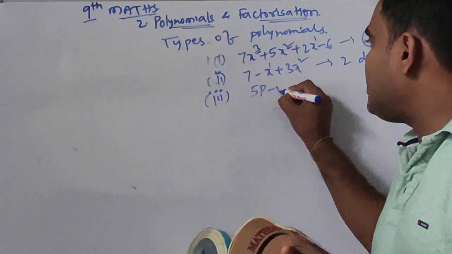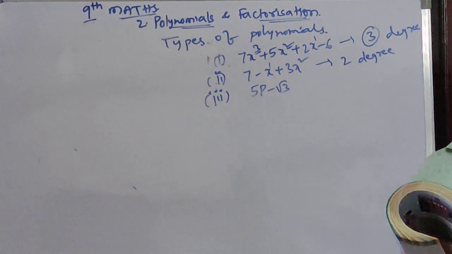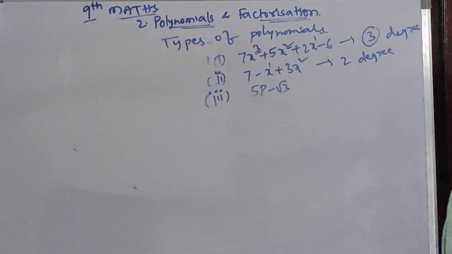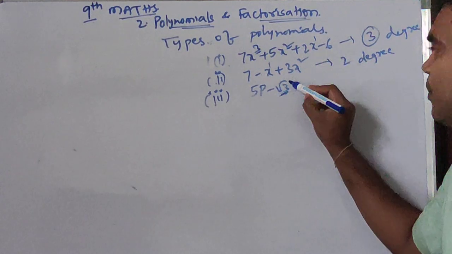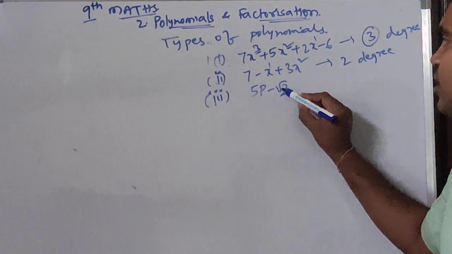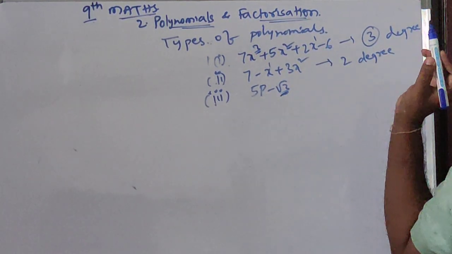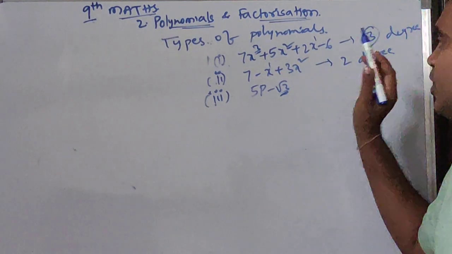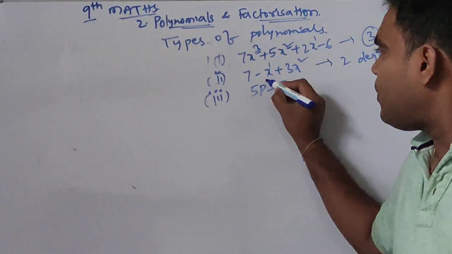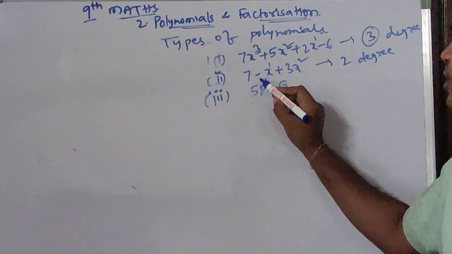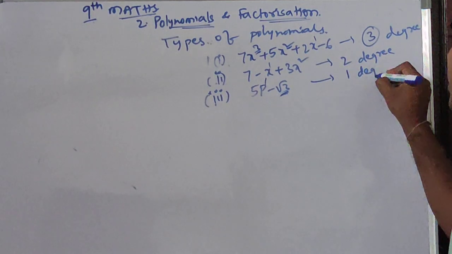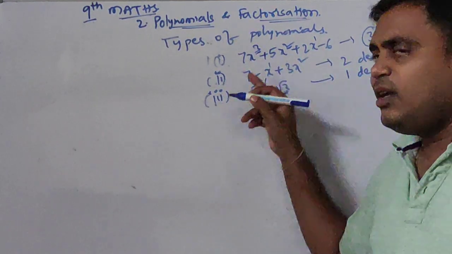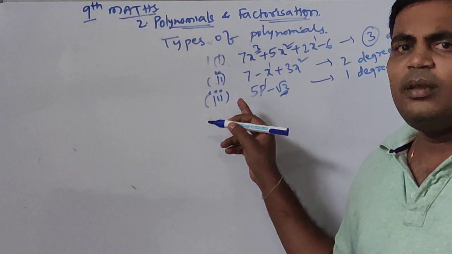Next, third one. 5p minus root 3. If we observe 5p minus root 3, it is a polynomial. Even though here it is a root, it is a polynomial because the root does not contain p. p is not within the root. That's why it is a polynomial. So, what is the power of p? 1. Only a single power of p, so the degree is 1. So this polynomial is in the variable p.